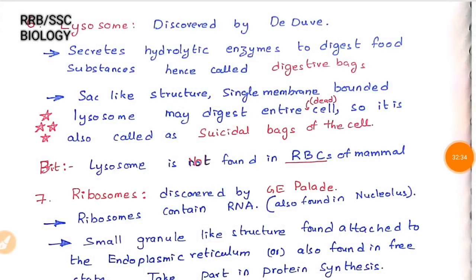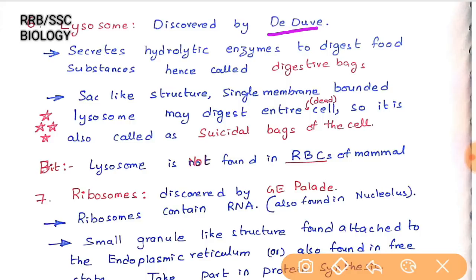Next, we are going to see lysosome. Lysosome was discovered by De Duve. Lysosome secretes hydrolytic enzymes to digest food, so it is called digestive bags. See, friends, each and every organelle secretes something, some enzymes. Here, the lysosome secretes enzymes which can digest the organelles themselves and the food. It is a sac-like structure, friends. Sac is like a bag, so these lysosomes are called digestive bags.